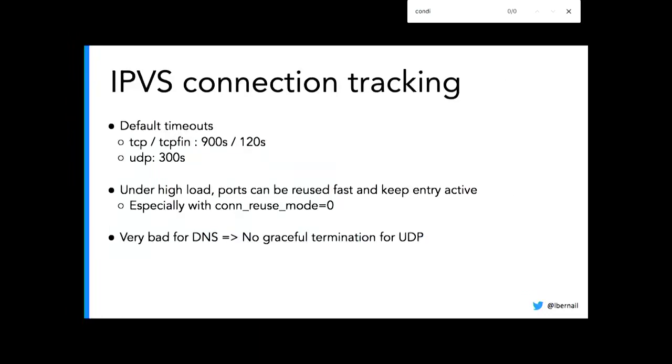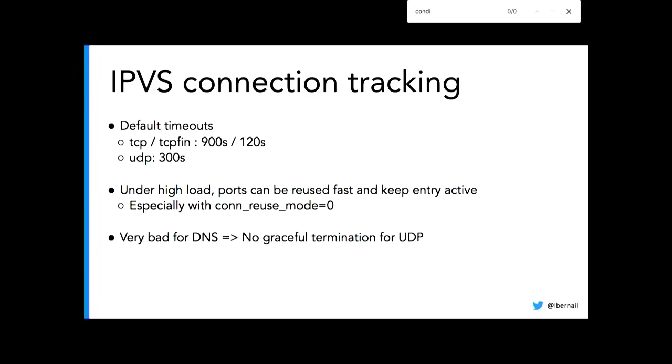IPVS connection tracking has been a bit complicated. I'm sure most of you know all the issues you can have with conntrack in Linux. IPVS has its own connection tracking system, and in terms of granularity, it's much less granular than the standard conntrack. You can see that the default timeouts are pretty high. The main issue we've seen with this is the UDP timeout, which is set by default to 5 minutes. This was very bad, especially for DNS traffic, because as you can imagine, any DNS query would get an entry in the conntrack, and it would be kept for 5 minutes.